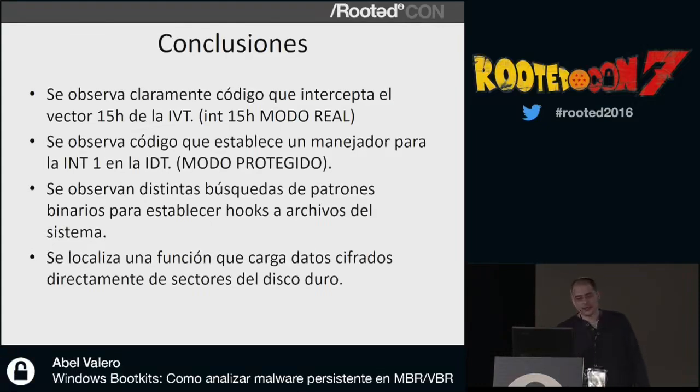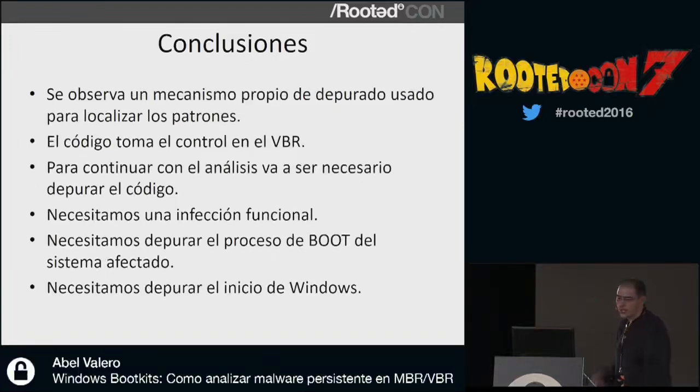We localize a function which is loading cipher data directly onto the hard disk in its sectors. We can observe the proper mechanism of the debugging used to locate patterns. For example, for the extracted bootkit, the payload is installed onto the system. The code, as we said, takes control from the VBR, and to continue the analysis, we will need to debug and purify the whole code to know where the hooks and patches are located.